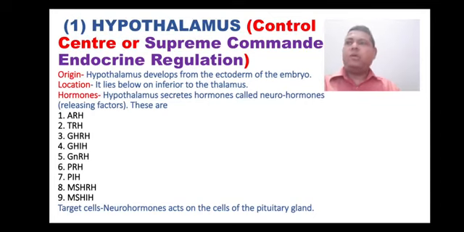Number 2, TRH, thyrotropin releasing hormone. It stimulates the anterior lobe of the pituitary gland to secrete its thyroid stimulating hormone, TSH or thyrotropin. Number 3, GHRH, growth hormone releasing hormone. It stimulates the anterior lobe of the pituitary gland to release its growth hormone, GH or somatotropin.